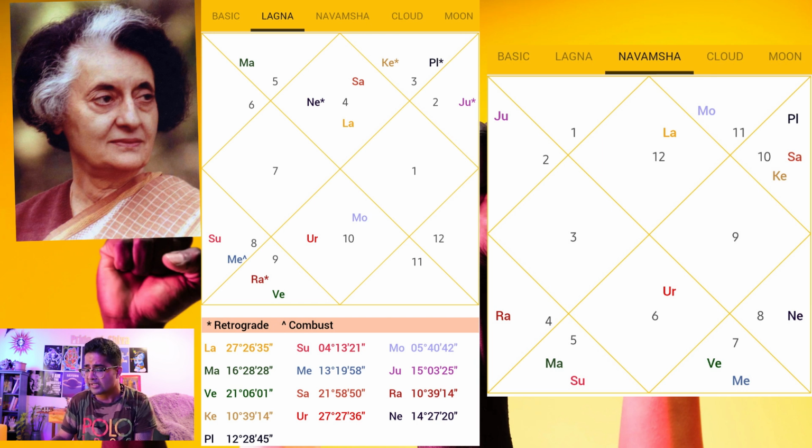After that, guys, Venus is placed in the 8th house conjunct with Mercury. So Venus-Mercury, which in itself is called the Lakshmi Narayana Yoga, is generally a combination where people have a very luxurious life filled with all sorts of amenities.